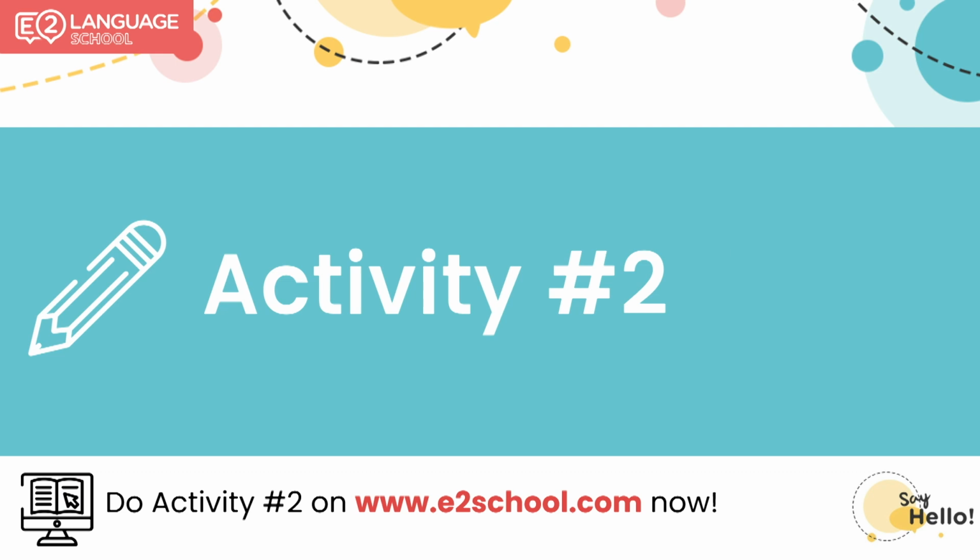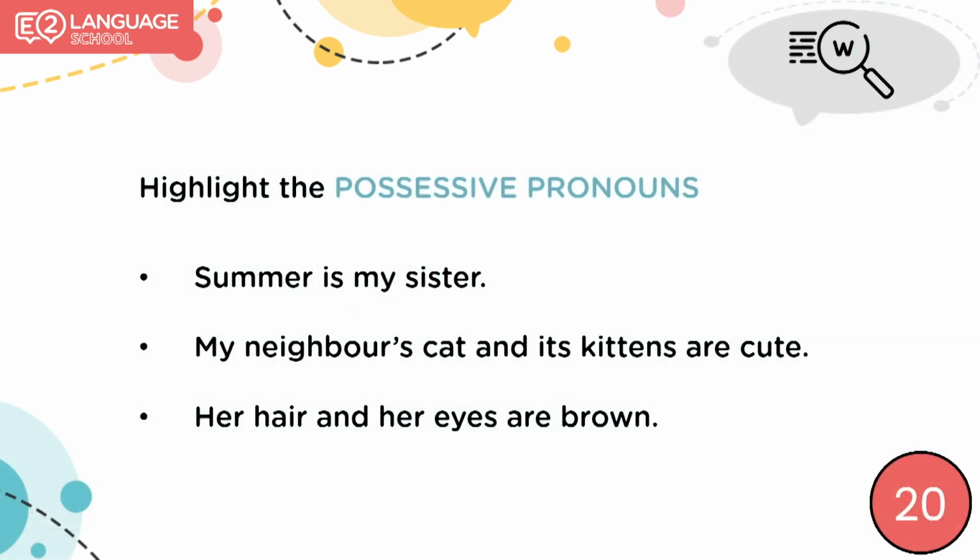All right, it's time for activity number 2. If you're on E2 School, do this activity directly below. Now, you need to highlight the possessive pronouns in these 3 sentences, and you have 20 seconds.